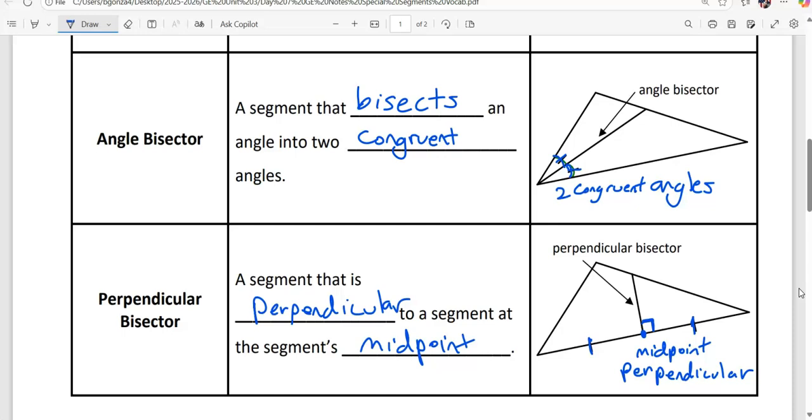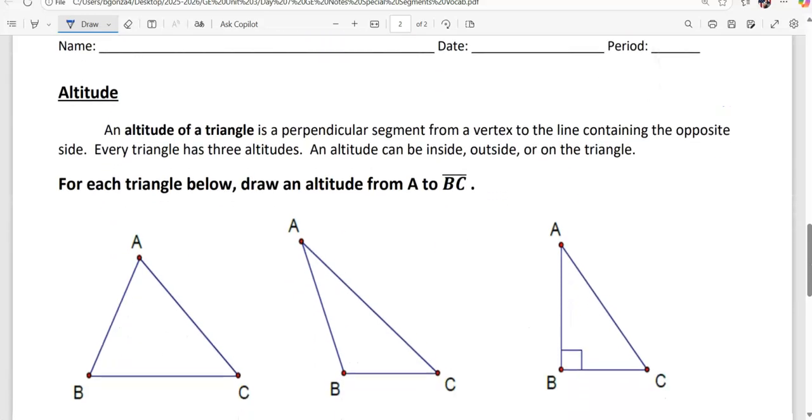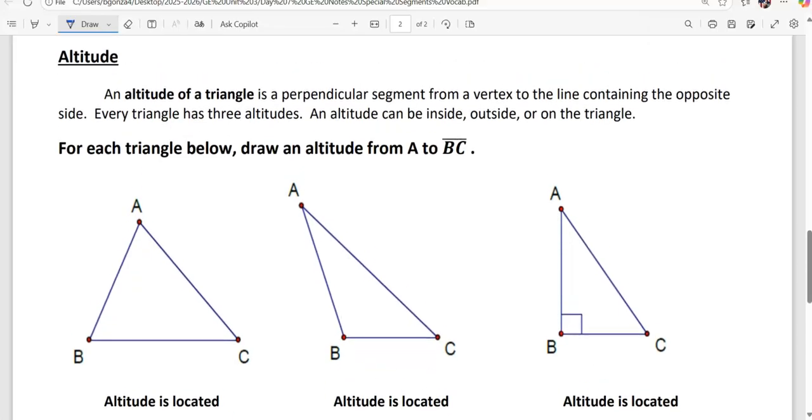Now, on the back side, altitude. We just talked about it. Let me remind you, altitude is like the height of something. When you have a height, it goes straight down to the ground, making a 90-degree angle. Same thing with the triangle. Height is straight from the tippy top vertex, straight down, making a 90-degree angle. So again, it is a perpendicular segment from a vertex to the line containing the opposite side. Every triangle has 3 altitudes, depending on which vertex you start from. And altitude can be inside, outside, or on the triangle.